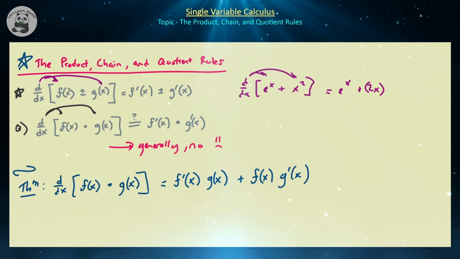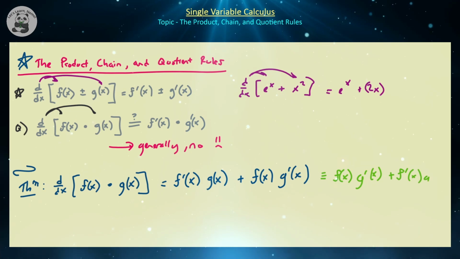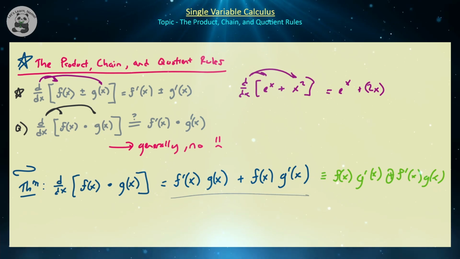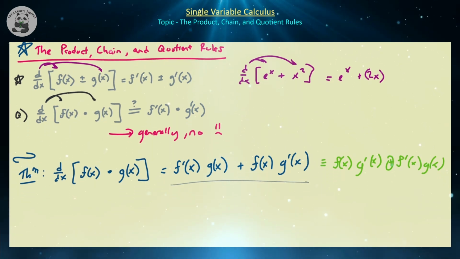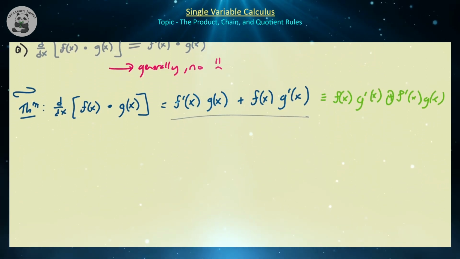And obviously there's a couple ways you could write this. For example, you could also write this as f of x g prime of x plus f prime of x g of x, as they are the same exact thing because we have addition in the middle and multiplication is commutative, right? But I'm going to prefer to write it in this direction for a reason that may become clear in the near future. So let's just do a couple examples to sort of see what this formula says and how to use it. So example 1.